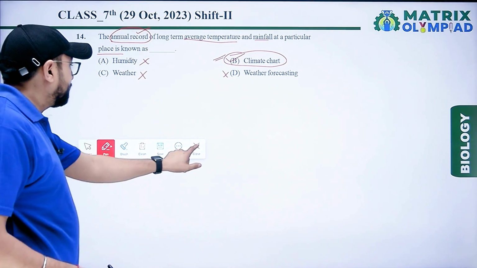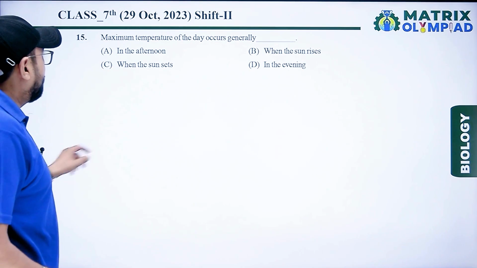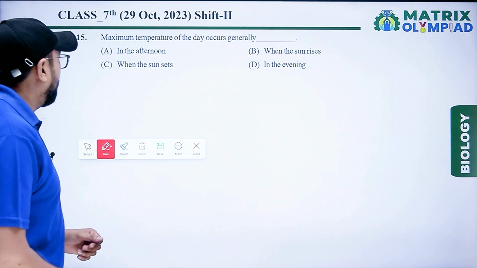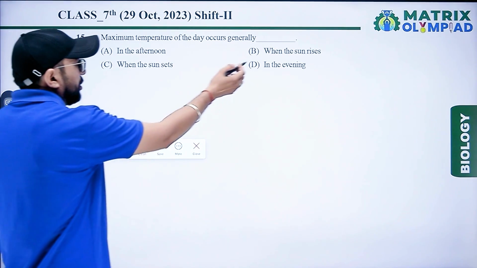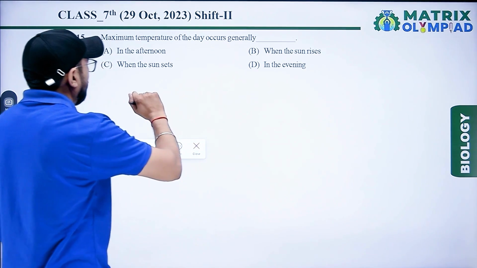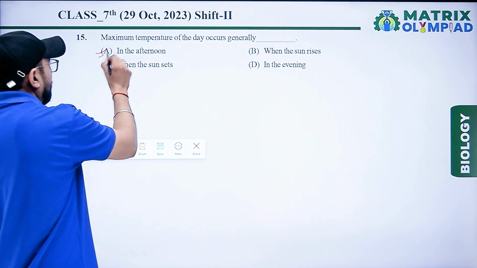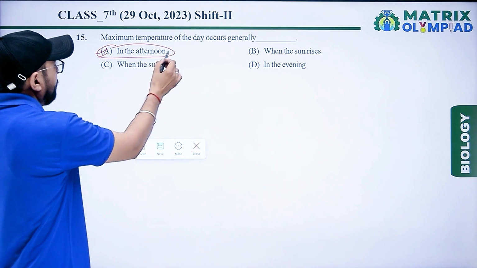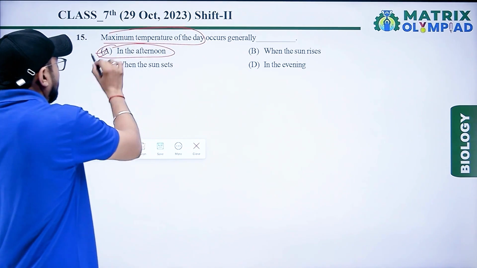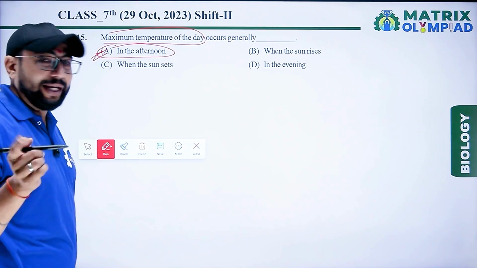Next question. Maximum temperature of the day occurs generally in the afternoon, when the sun rises, when the sun sets, in the evening. No, in the afternoon. In the afternoon, maximum temperature of the day. So right option is option A.